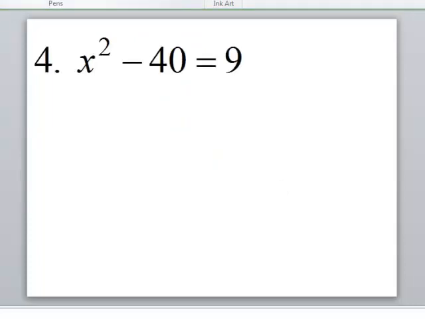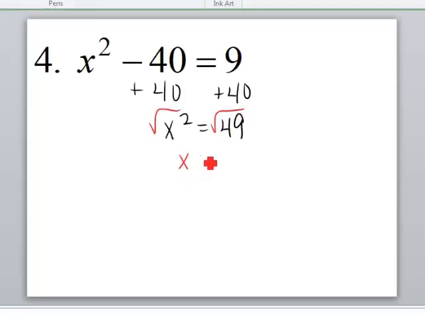On my next example, I would need to add 40 to get the x squared by itself. x squared is equal to 49. Then I would square root both sides and get the answer x is equal to plus or minus 7.